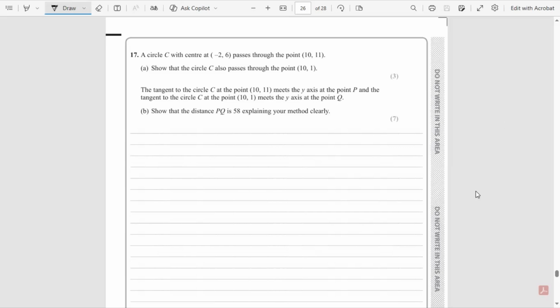Hi everyone. In this video, we're going to work through a Year 12 equations of circles question. This question is from the AS sample paper. We have a circle C with a center of (-2, 6), and it passes through the point (10, 11). Part A of the question says, show that the circle C also passes through the point (10, 1).